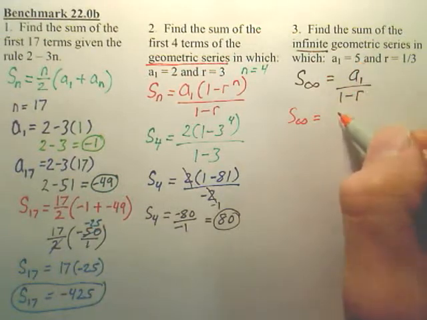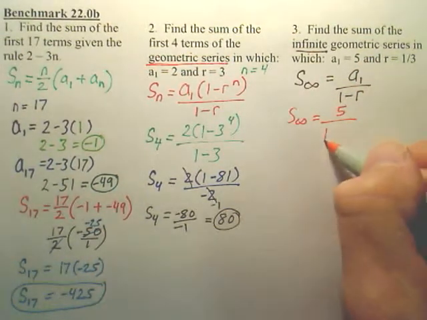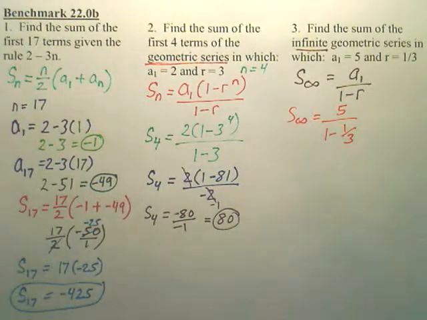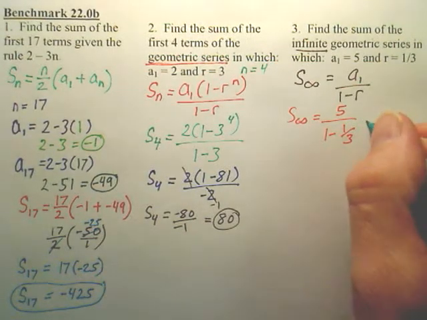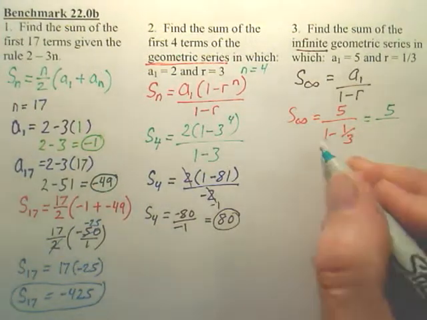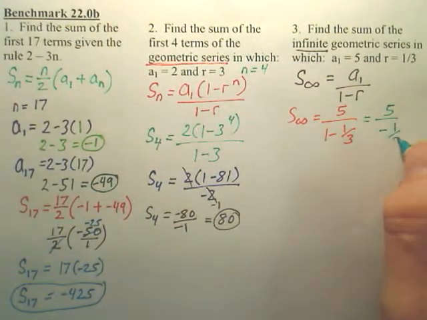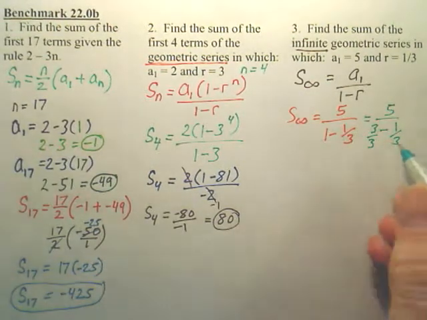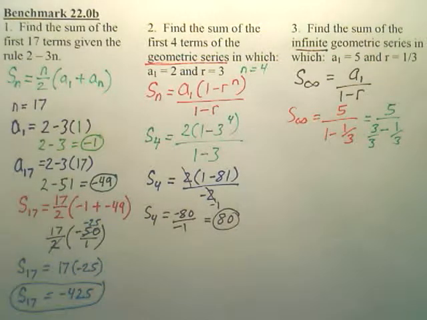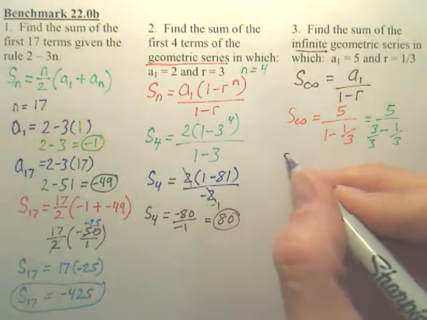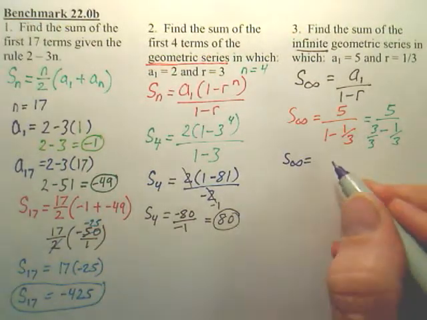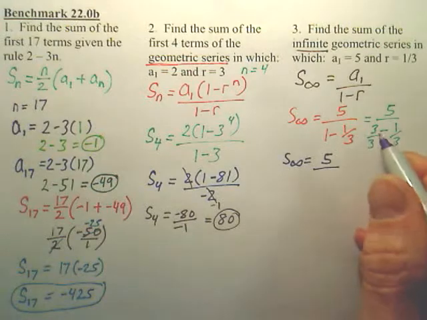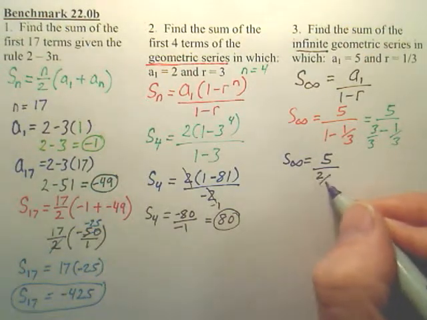So for this formula, A1 is 5. R is 1/3. Now you just got to do the math. And to do this math, in order to subtract these, what do I change 1 into? You need to change it to 3 over 3. So you have the same bottoms. So S infinity is equal to 5 over, what 3 minus 1 is? 2/3.